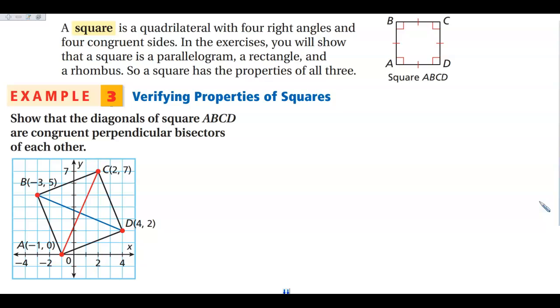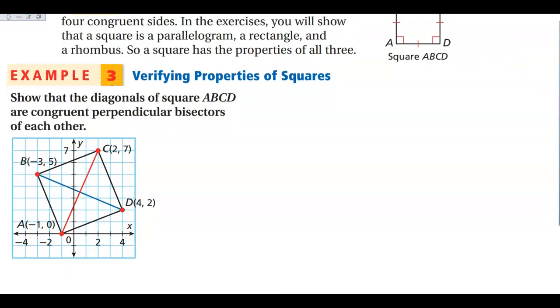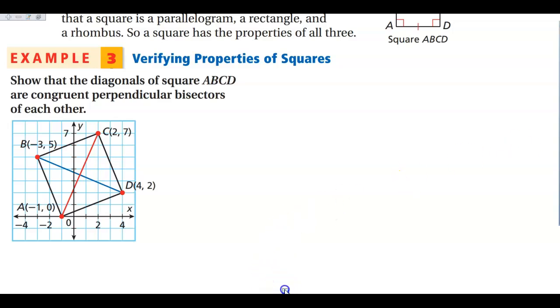So a square has all of the properties of a rhombus, all of the properties of a rectangle, and all of the properties of a parallelogram. Okay, so it's really important that we are showing all the things. So whenever we're verifying that we have a square, I'm going to slide down here.